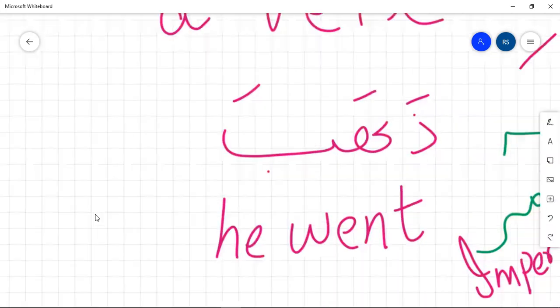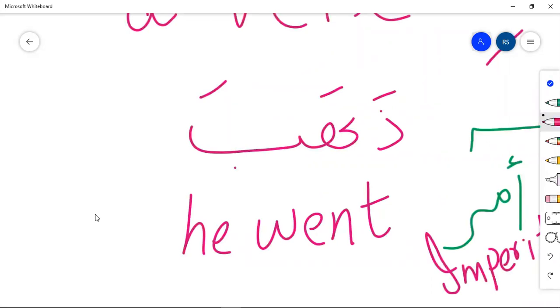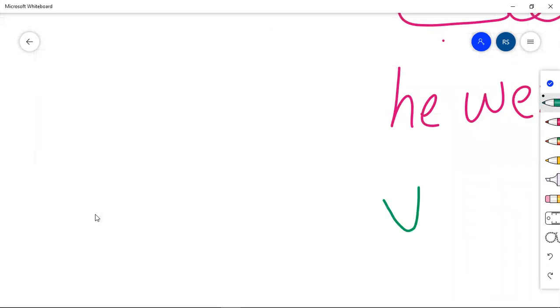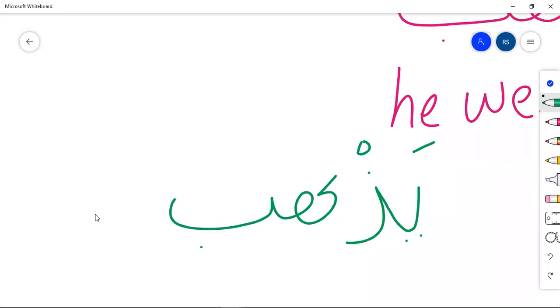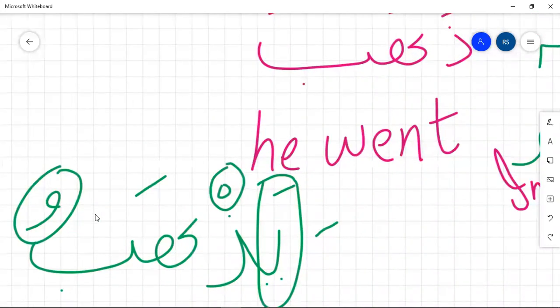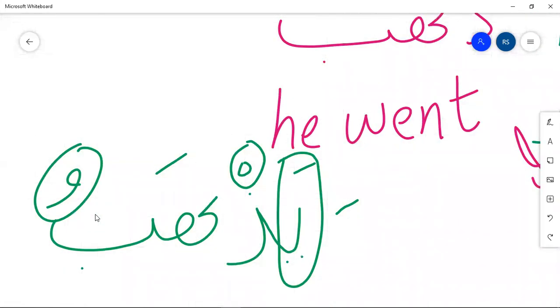It is fi'l madi. So if you want to make fi'l mudari', you will say yazhabu. Yazhabu, he is going. So zahaba, first you add ya here, then you give sukoon here, then you change the vowel, but you just need to memorize it directly. You better memorize it directly. Zahaba, he went. Yazhabu, he is going. Anyone else? Wa iyyakum. Anyone else?